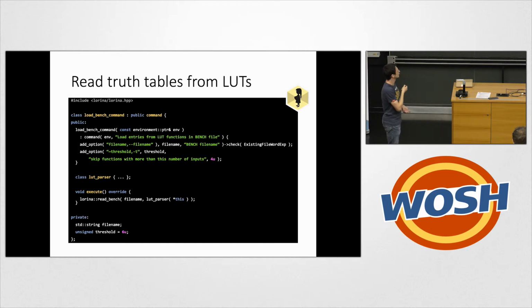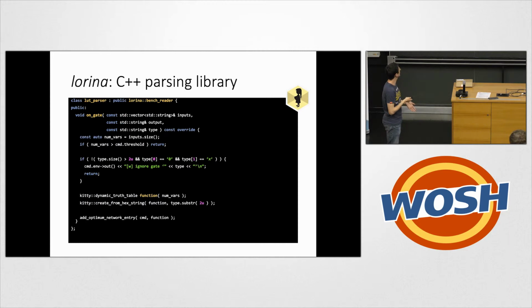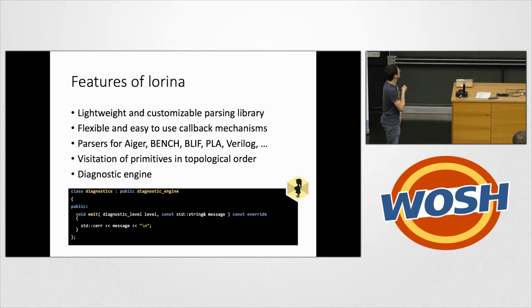Then we want to read truth tables from a file. So we implement the load bench command. This is another command. And we use here another library which is called Riener. Riener provides parsing for the standard file formats which we have in logic synthesis. I go here still a bit faster. Again, these standard formats are typically something like an AIGER parser, bench parser, BLIF parser, PLA parser, and a very, very simply structured Verilog parser because benchmarks are provided in this way.